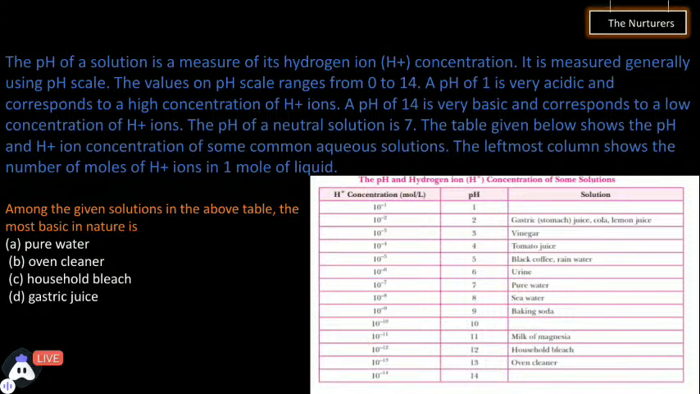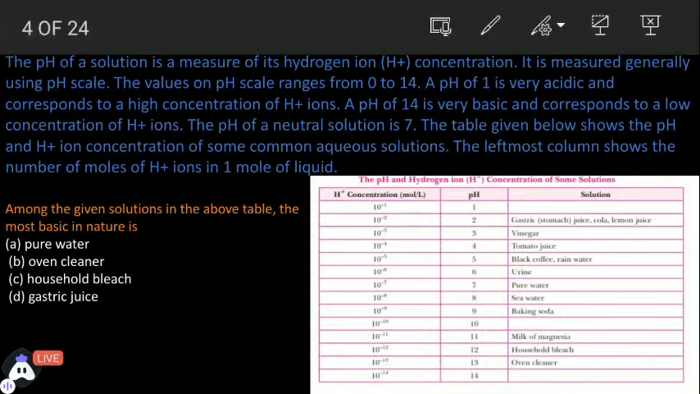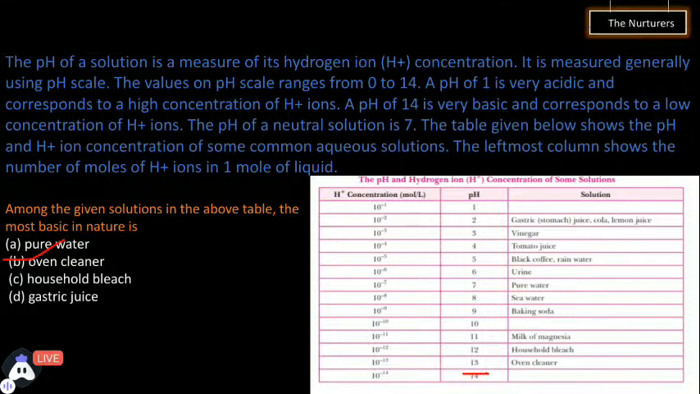You need to be clear. Okay, tell me whether it is pure water, or oven cleaner, or gastric juice? Yes, the correct option of this particular question is oven cleaner. Why is it oven cleaner? Because oven cleaner is at pH 13, and pH 13 among all of the following is the most basic. Moving ahead to the next one.